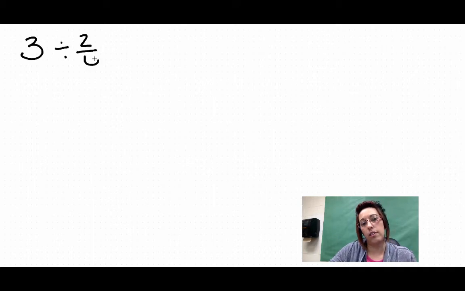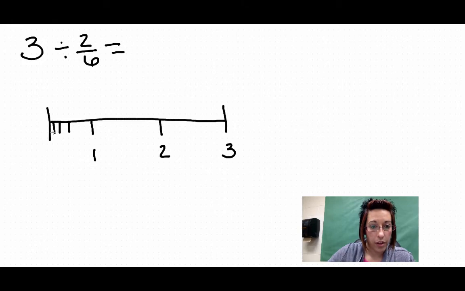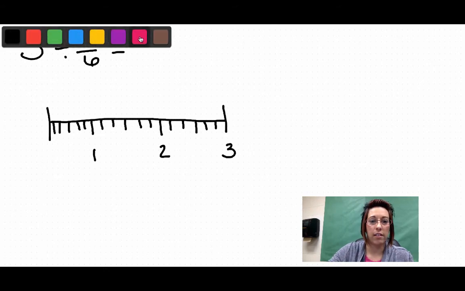So one last one, let's do a different number. Let's do 3 divided by 2/6. So I'm going to do a number line again. 1 whole, 2 wholes, 3 wholes. Each of those wholes needs to be divided into 6 segments. 1, 2, 3, 6. So half, and then each half needs to be divided into 3 sections. That should give us 6ths.